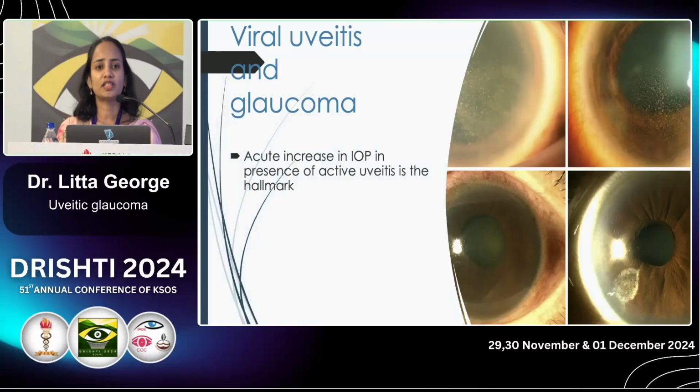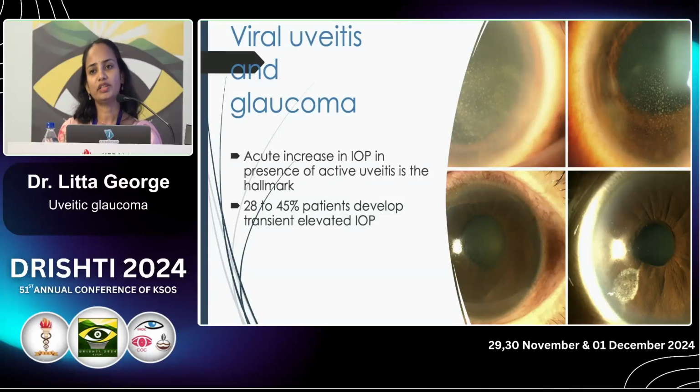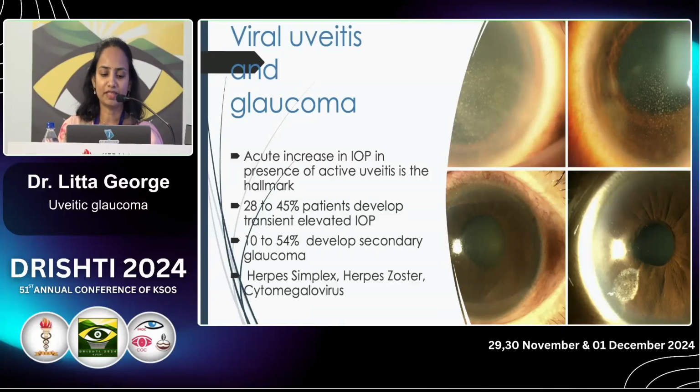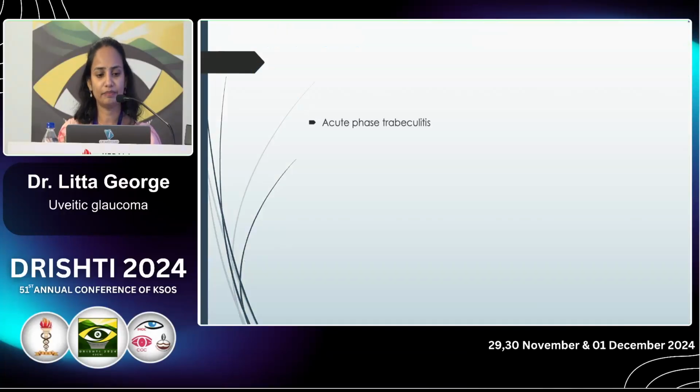Then viral uveitis is one of the common things which we come across in our clinical practice. Around 28 to 45% develop a transient elevated IOP. Acute rise in intraocular pressure in presence of active inflammation, that is the hallmark of viral uveitis. Herpes simplex, herpes zoster, and cytomegalovirus have been implicated in the pathogenesis. In the acute phase, it is the trabeculitis which is the culprit causing raised intraocular pressure, that is inflammation of the endothelial cells. When the inflammation persists for a longer duration, you get a chronic synechial angle closure.